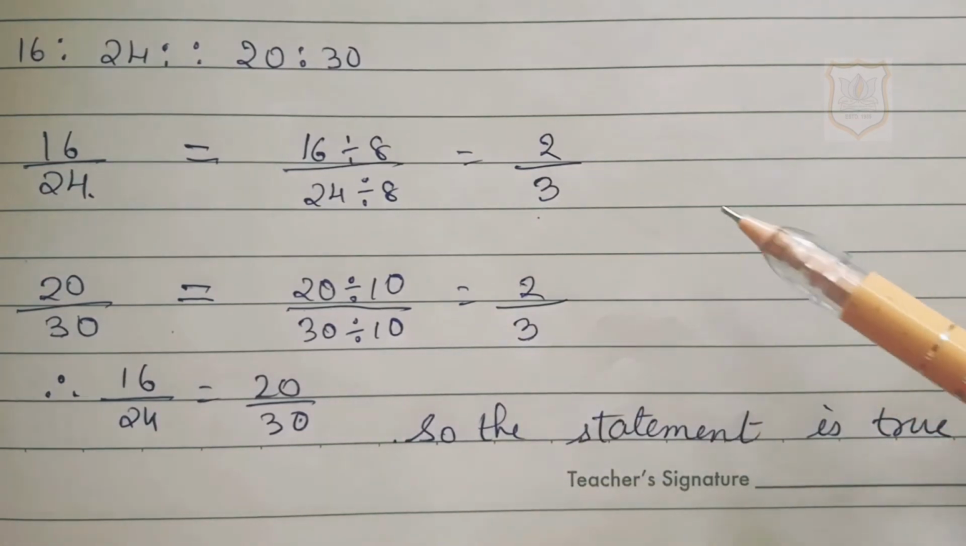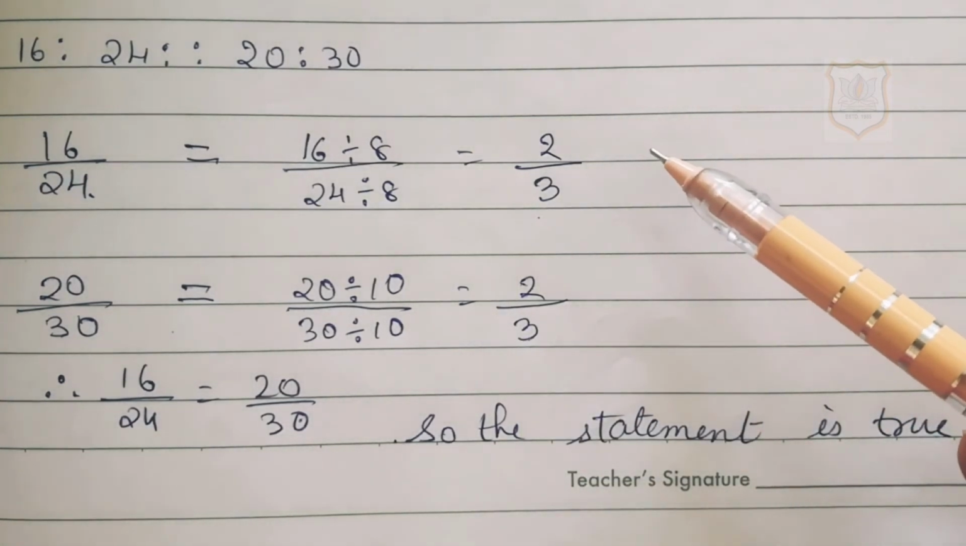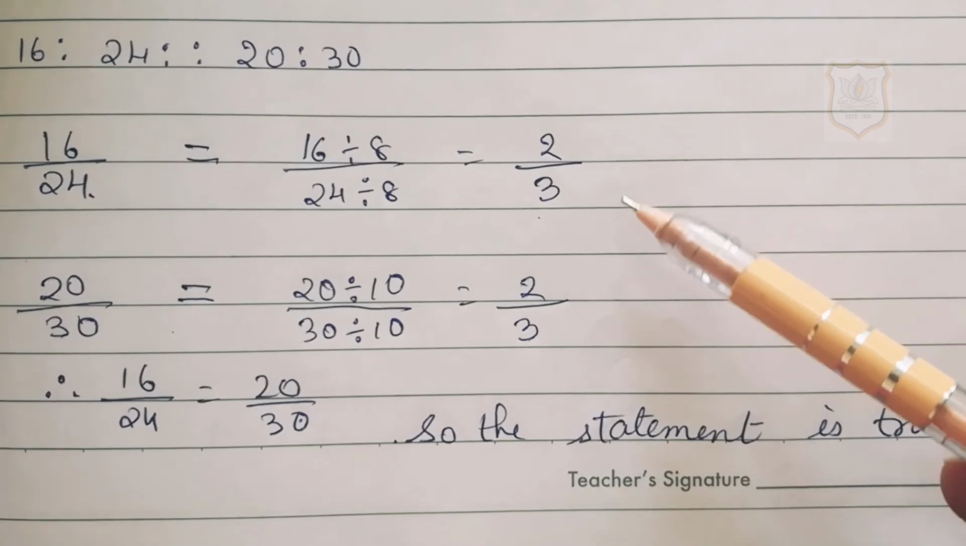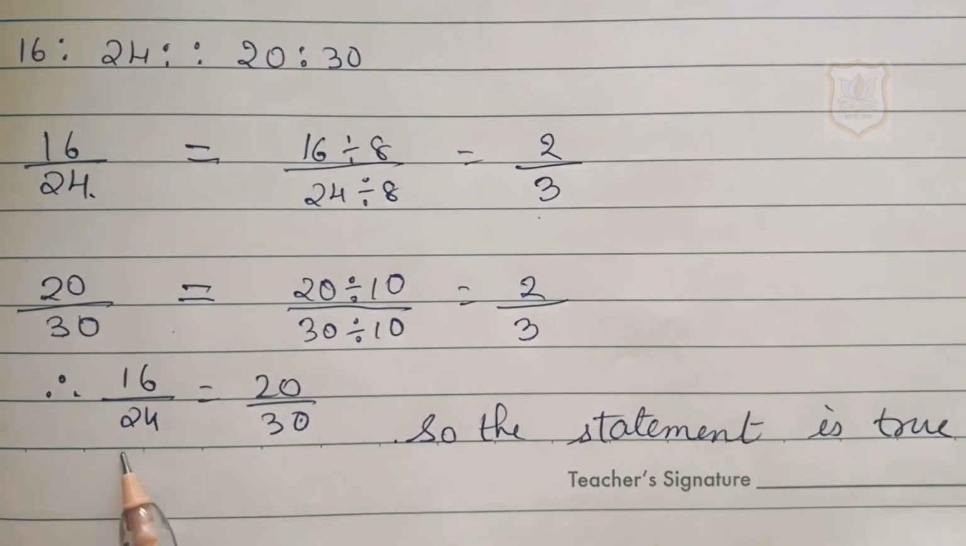So as you can see that the simplest form of 16 upon 24 and 20 upon 30 are 2 by 3. So we can say that 16 upon 24 is equal to 20 upon 30. So the statement is true.